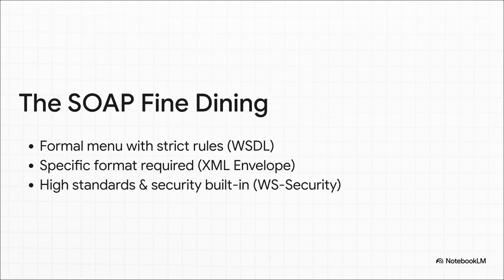Now, let's head over to the SOAP fine dining restaurant. Things are different here. You're handed this thick, formal menu with very specific rules. This is your WSDL, the Web Service Description Language. Your order has to be written in a precise format, on a specific type of plate, what we call an XML envelope. So what's the upside to all this formality? Well, the standards are incredibly high, and things like security are just built right into the experience. This is why you often see SOAP in places like banking or huge enterprise systems, where that strict, non-negotiable contract is a critical feature, not a bug.